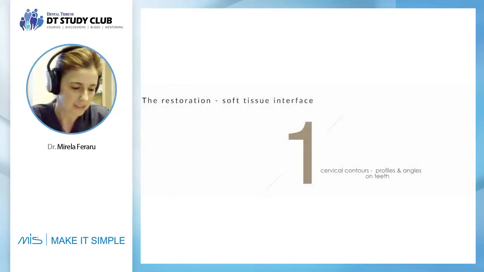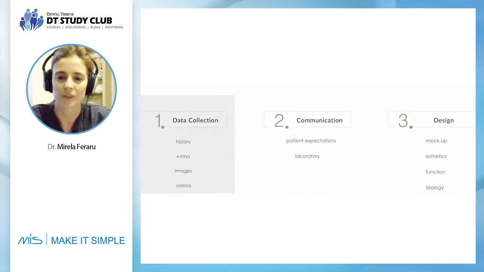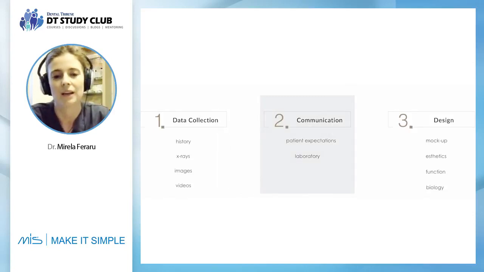The first part will be dedicated to natural dentition, and let's see some of the concepts that are important to apply. Regardless of the treatment plan that we are choosing, we have certain steps that are important to be followed rigorously, which always starts with the data collection. It usually involves information regarding the history of the patient, clinical data, dental x-rays, clinical images, and some videos. That is followed by the communication step, which is a very important part, on which the final success also relies.